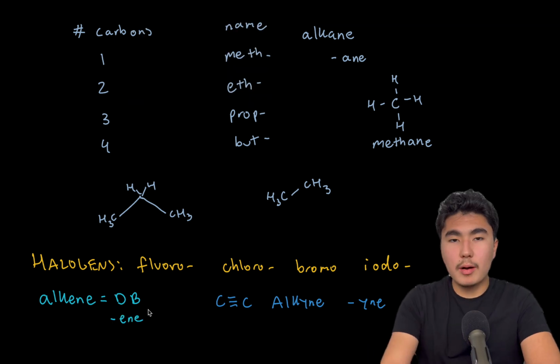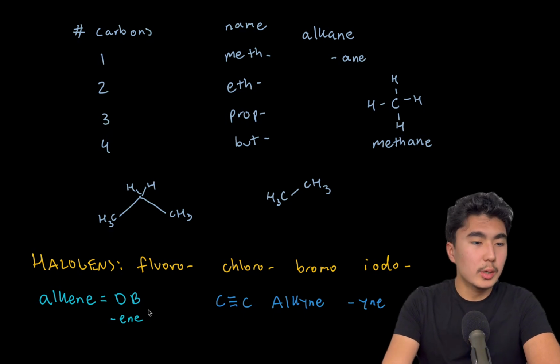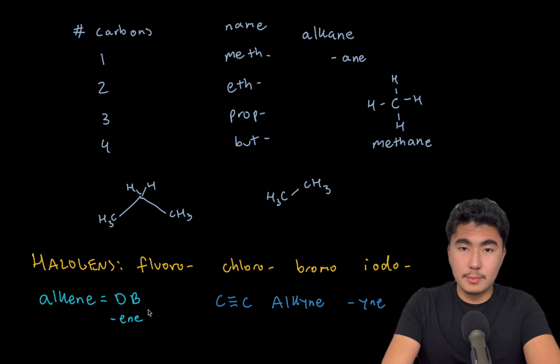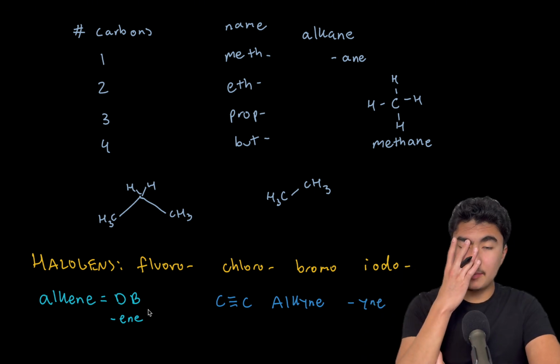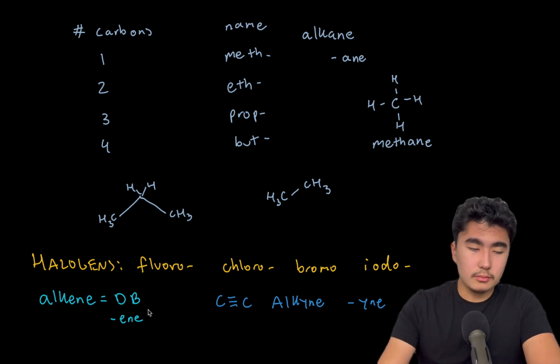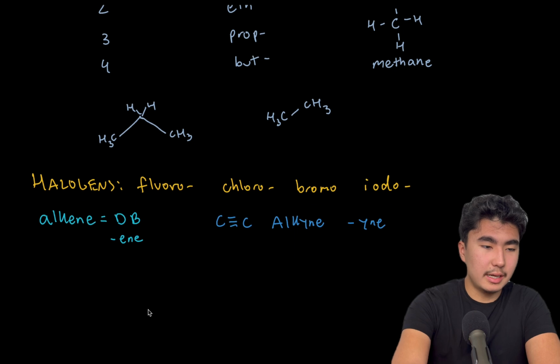So if we have a double bond and the number of carbons we have is 2, this would be ethene. If we have a triple bond and the number of carbons we have is 3, we would use propyne. So that is the basic naming for all of these carbons, and we're talking about our halogens. And now let's talk about diols.